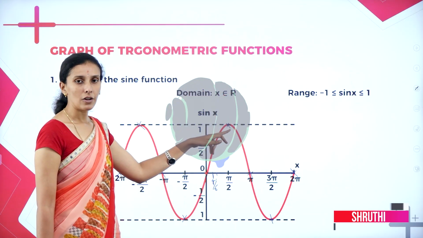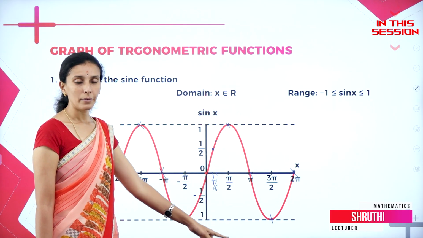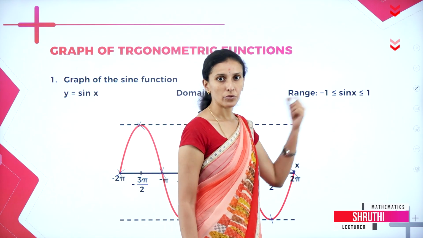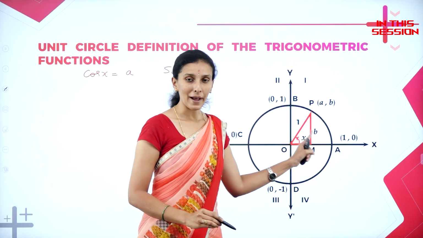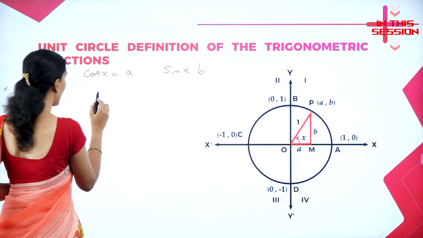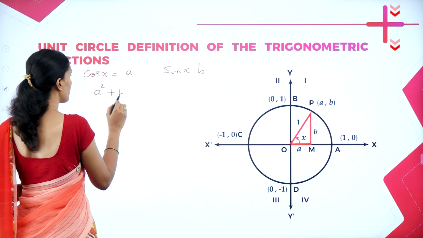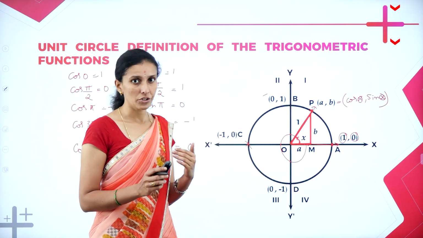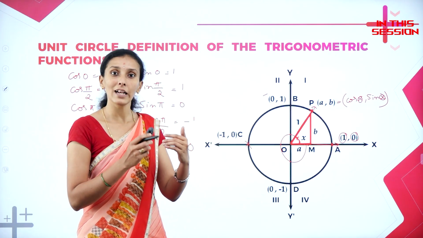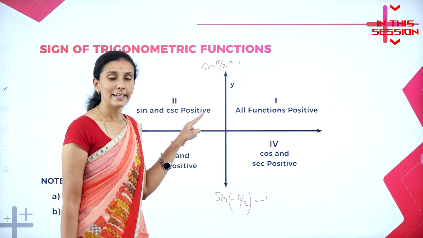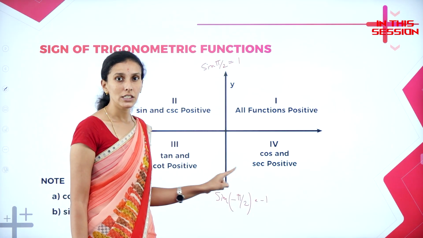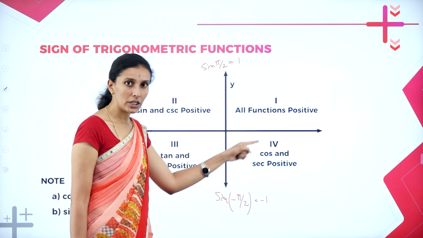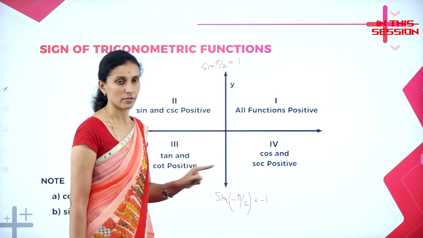The maximum value of sin x is 1 and the minimum value is -1. So all the values are between -1 and 1. Applying Pythagoras theorem here, I'll get a square plus b square is equal to 1. Periodic function means after such intervals, the values of the function will repeat. Positive indicates angle is measured in the anti-clockwise direction. Negative indicates angle measured in the clockwise direction.